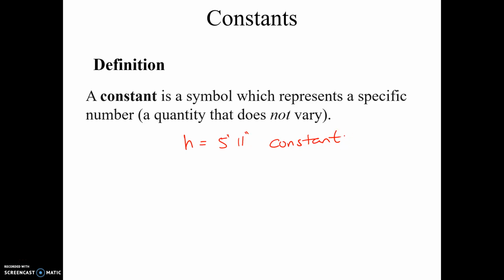As I get older, it'll eventually decrease, but for the next 20 years, my height will stay fixed at 5 feet 11 inches. Same thing with my shoe size. If I let my shoe size be S, then my shoe size is 12 inches. This will stay constant because my shoe size is not going to change anytime soon. These are values that are fixed.